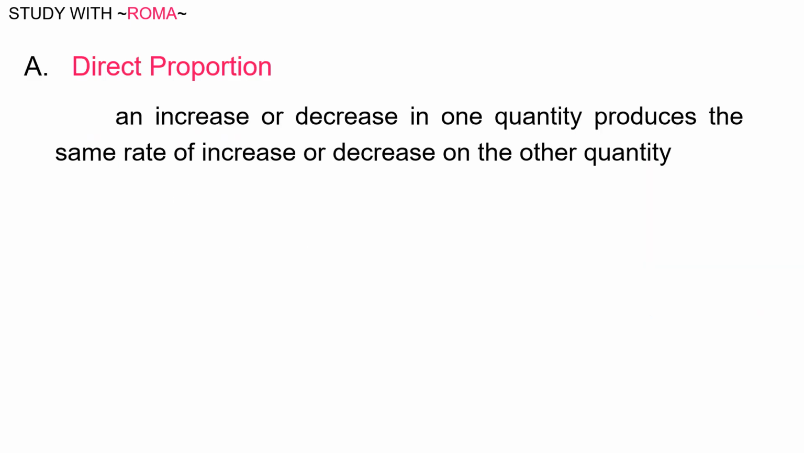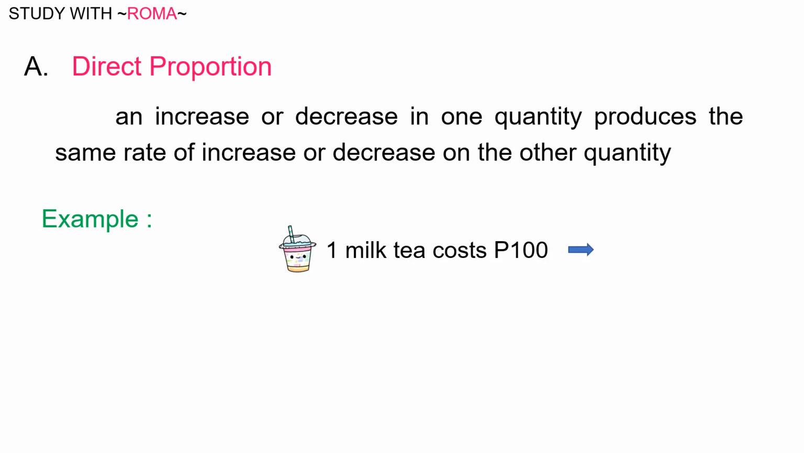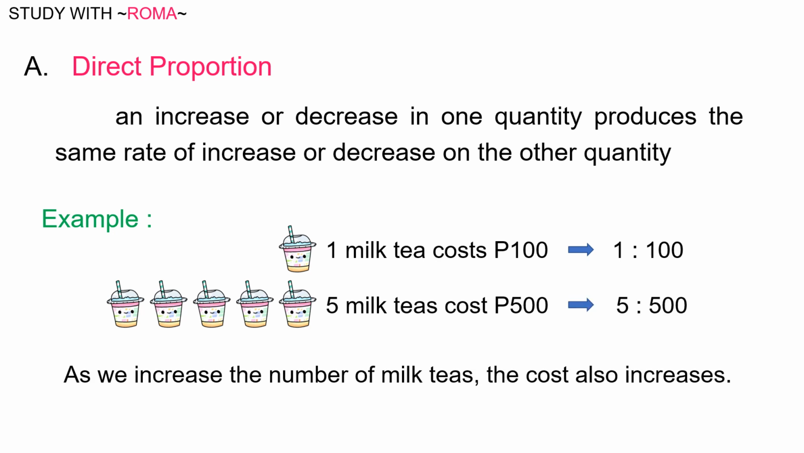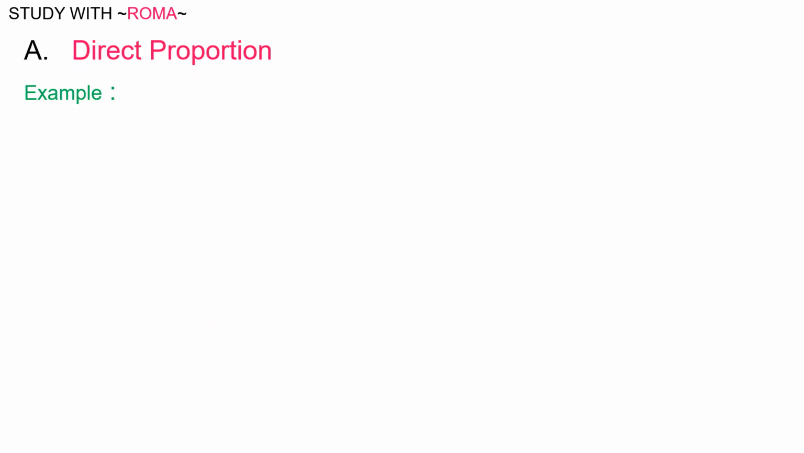Direct proportion shows that an increase or decrease in one quantity produces the same rate of increase or decrease on the other quantity. For example, 1 milk tea costs 100 pesos. That is 1:100. 5 milk teas cost 500 pesos. And that is 5:500. As we increase the number of milk teas, the cost also increases.